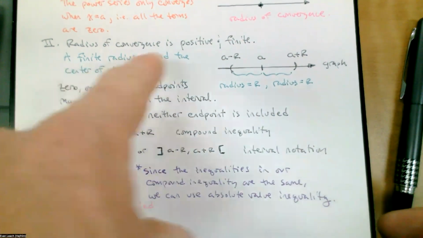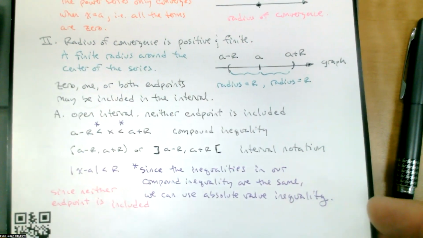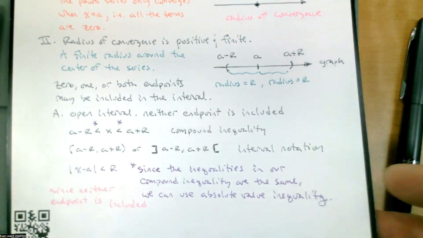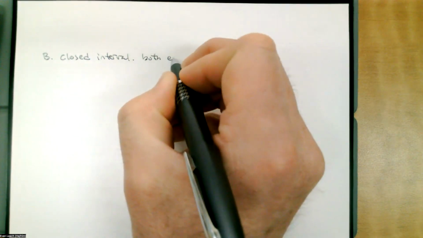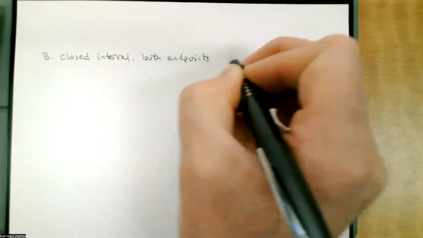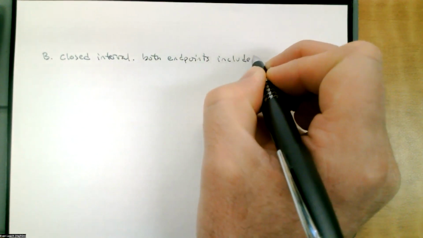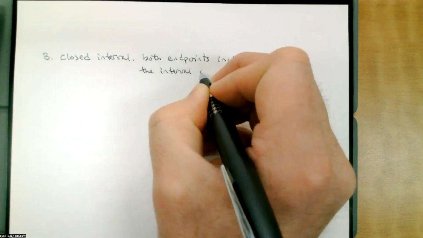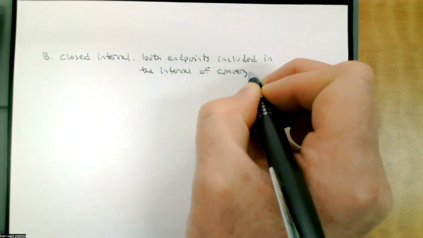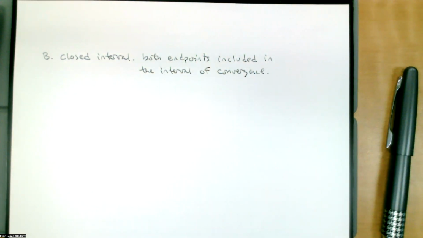So one thing that can happen if our radius of convergence is positive and finite is that we get an open interval. That is, neither endpoint is included. There is no highest value or lowest value in the interval of convergence. We could get a closed interval.